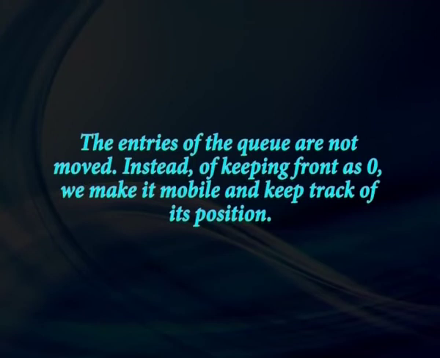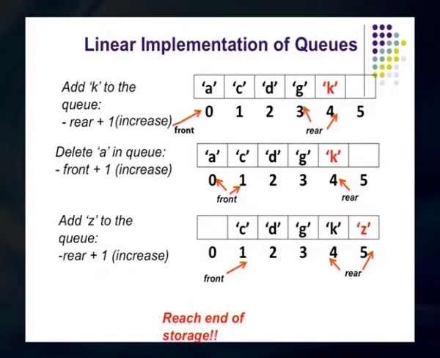In the second scheme, the entries of the queue are not moved. Instead of keeping front as 0, we make it mobile and keep track of its position. Each time an element is deleted, front is incremented to the next position. Similarly, each time a new element is inserted, rear is incremented by 1 and the element is inserted there.